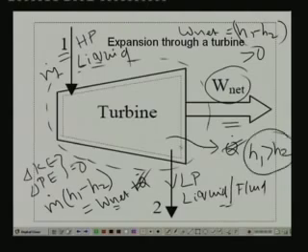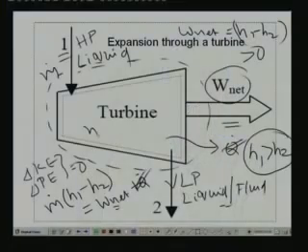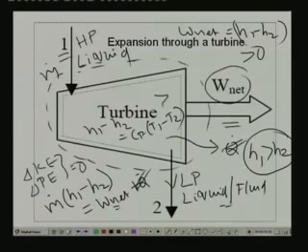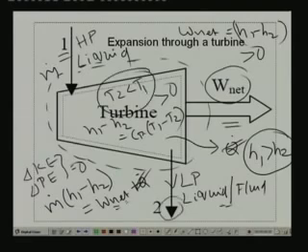Okay, that means the exit enthalpy will always be lower than the inlet enthalpy. And if you further assume that the specific heat of the liquid remains constant and the liquid does not undergo any phase change during the expansion, then you can simply write H1 minus H2 is equal to Cp into T1 minus T2, which is greater than 0. That means T2 will be lower than T1, or the temperature of the liquid at the exit of the turbine will be lower than the temperature of the liquid at the inlet to the turbine.